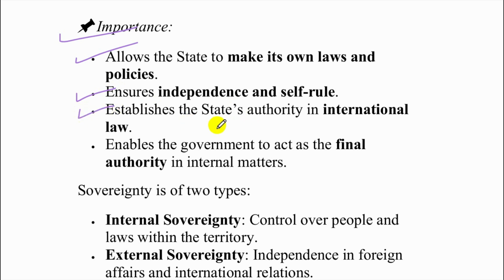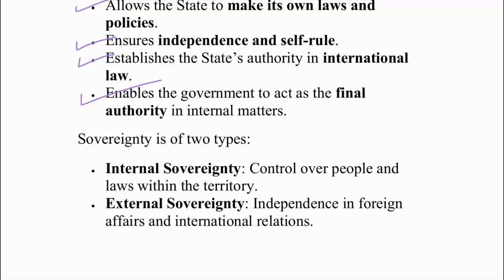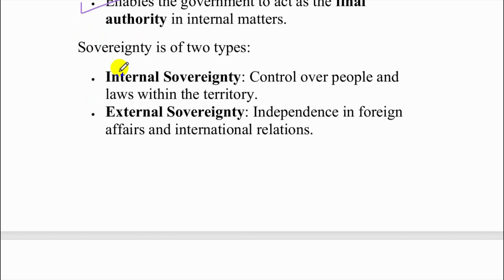Sovereignty establishes the state's authority in international law, and sovereignty enables the government to act as the final authority in internal matters. All laws and enforcement of those laws are the final authority of the sovereign state. And sovereignty, as we earlier covered in the videos, is of two types: internal sovereignty and external sovereignty.